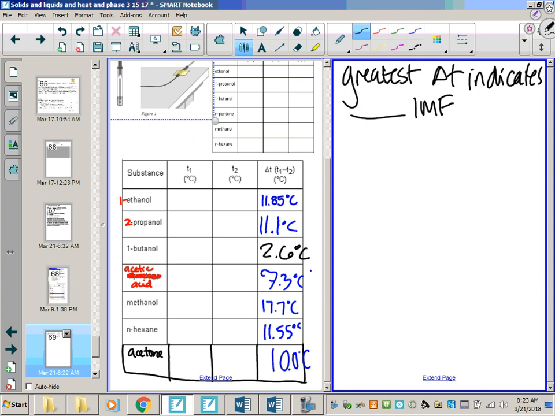I just want to get a consensus on my fill in the blank question, so I know you're on the right track. This will give me confidence in you. The greatest delta T, so the greatest temperature change, is indicative of the what IMF? Why the weakest? So it takes less energy to overcome the IMFs between 2 weakly bound or weakly attractive molecules. So why would that give us the greatest temperature change?